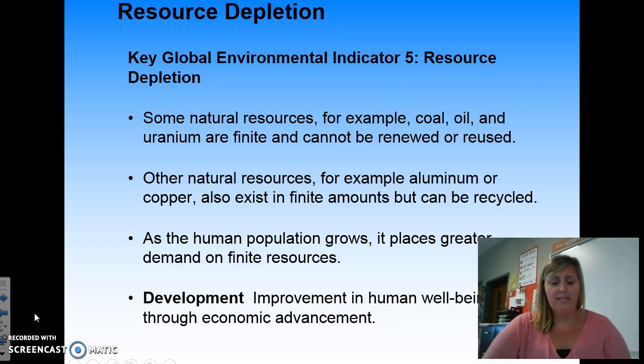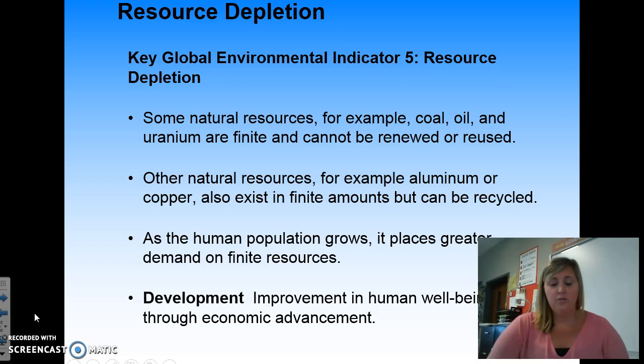Per capita is going to mean per person, and we'll use that phrase a lot, per capita. Development is going to influence personal and collective human lifestyles. So development means an improvement in human well-being through economic advancement. Like the United States is a developed country. We're economically advanced. A poverty-stricken country that doesn't have systems in place like waste management and water treatment, that would be known as a developing country.